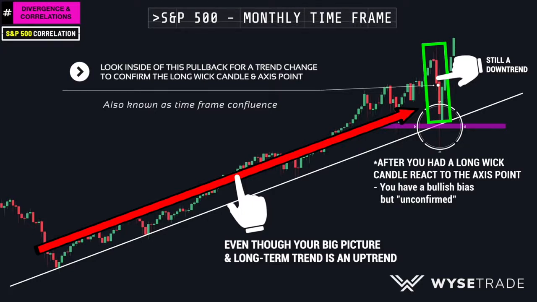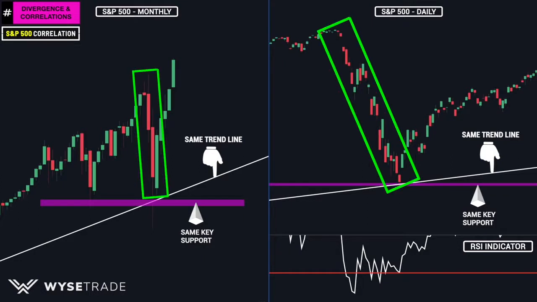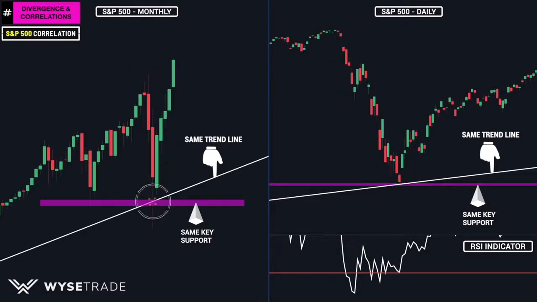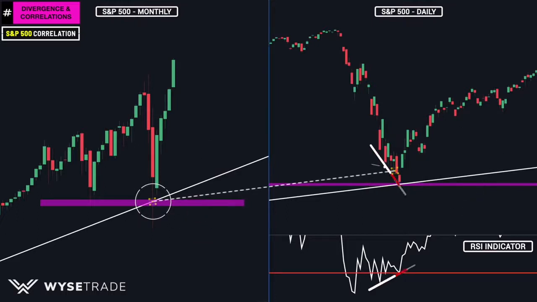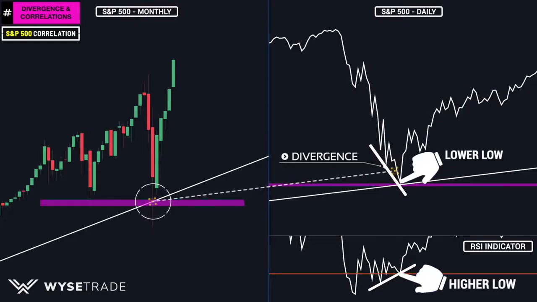So let's pull up the daily. Again, same support level, same trend line, same pullback and downtrend. And this access point here is this same area here. First, you had a tight divergence right at the access point. Let's pull up the line chart to show this. Price made a lower low and the RSI made a higher low, showing clear divergence.